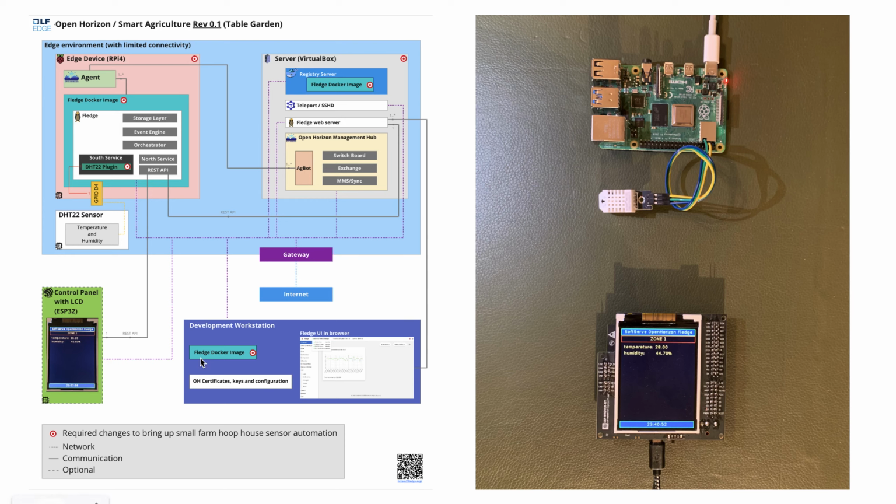So the third is the workstation. Here basically the Fledge Docker image is generated and published. Also here we use self-signed certificates to be able to publish to this private registry server. And this was created here because we wanted to test a limited connectivity environment. But of course this registry server could be public Docker Hub, for instance. It will work.